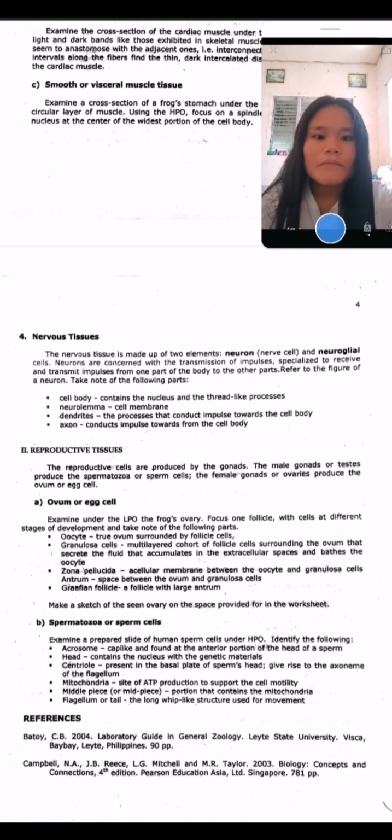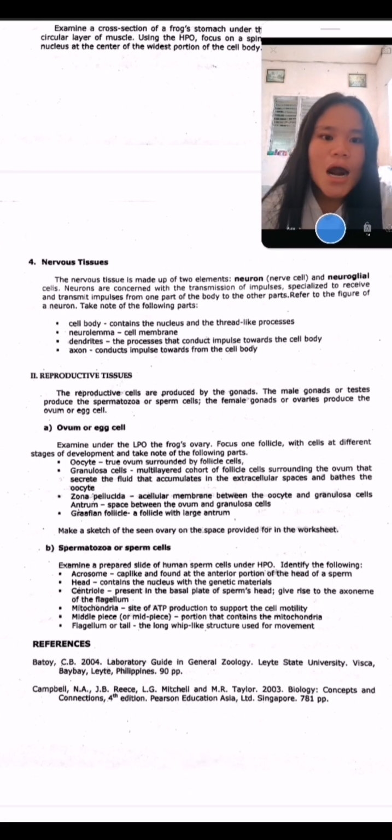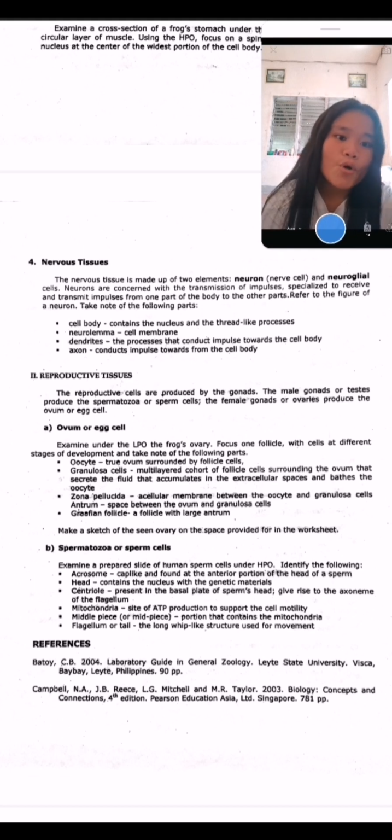Reproductive tissue. The reproductive cells are produced by the gonads. The male gonads or testes produce the spermatozoa or sperm cells. The female gonads or ovaries produce the ovum or egg cell.